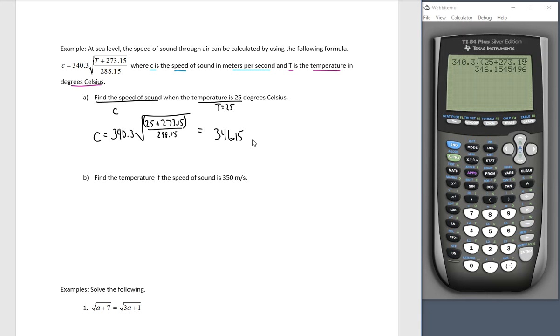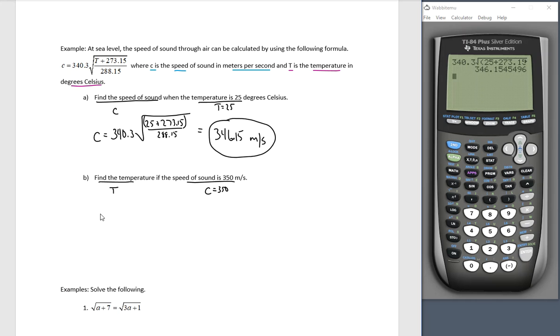346.15 meters per second. The speed of sound when the temperature is 25 degrees Celsius. All right. Now, what if I want to find the temperature when the speed of sound is 350? Well, now I'm doing the opposite, right?